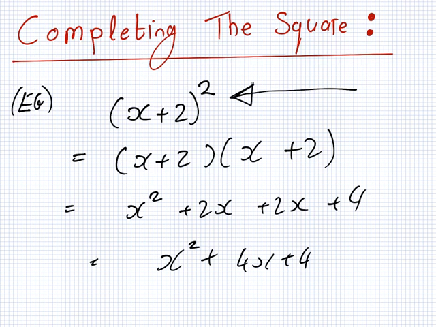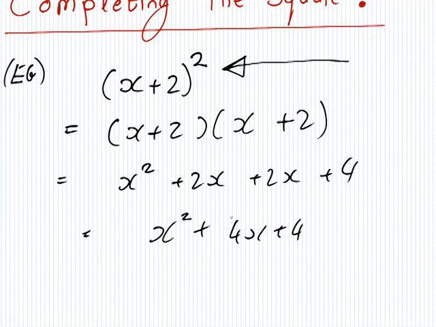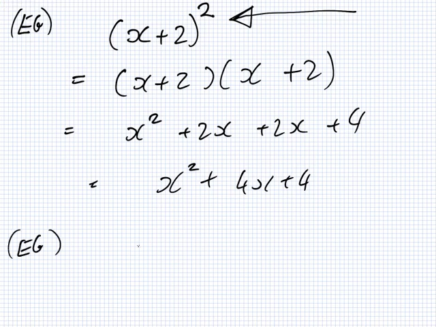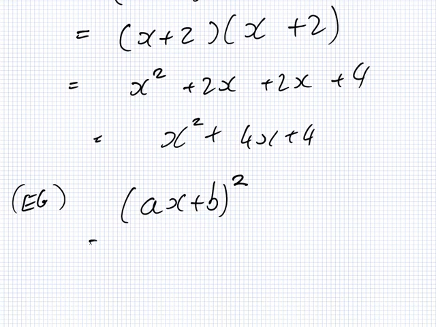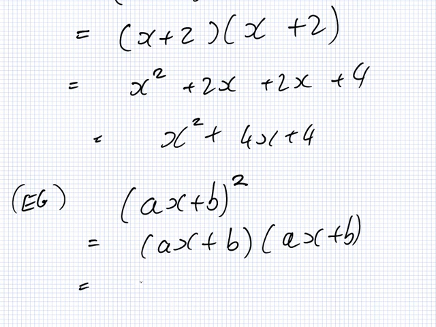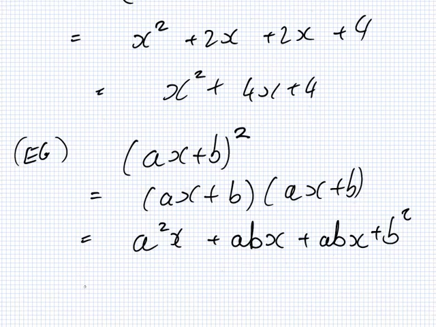But this here is actually a common type of problem where we want to square. So we should learn a quick way to do this, okay? For example, if you have something like ax plus b and we want to square it, let's see what we get. That is ax plus b times ax plus b, which is a squared x squared plus abx plus abx, isn't it? Yeah, that's right. Plus b squared. Or in other words, a squared x squared plus 2abx plus b squared.